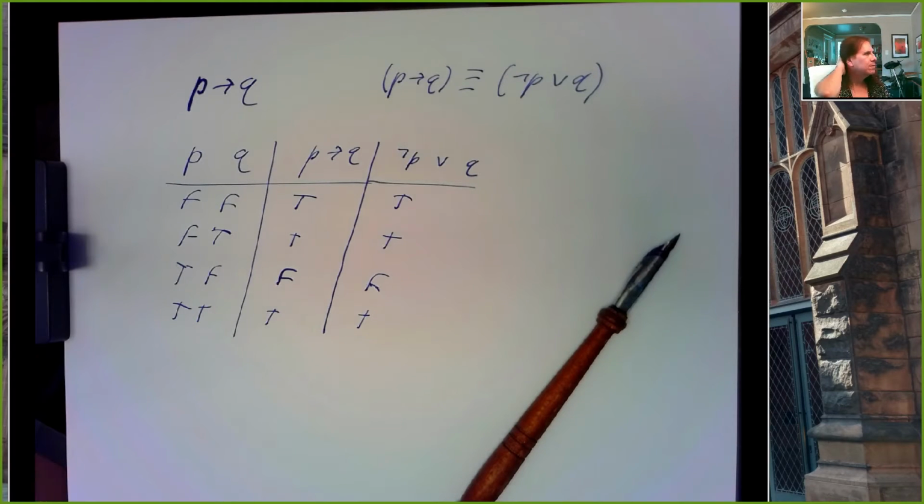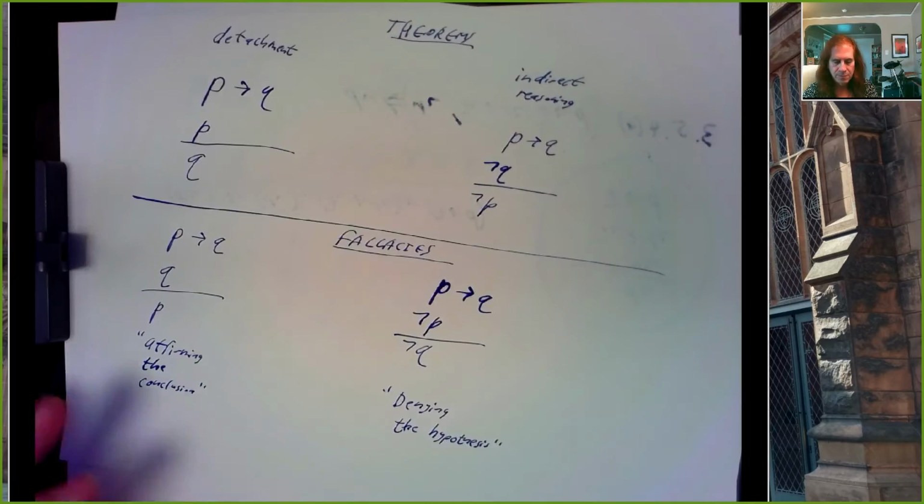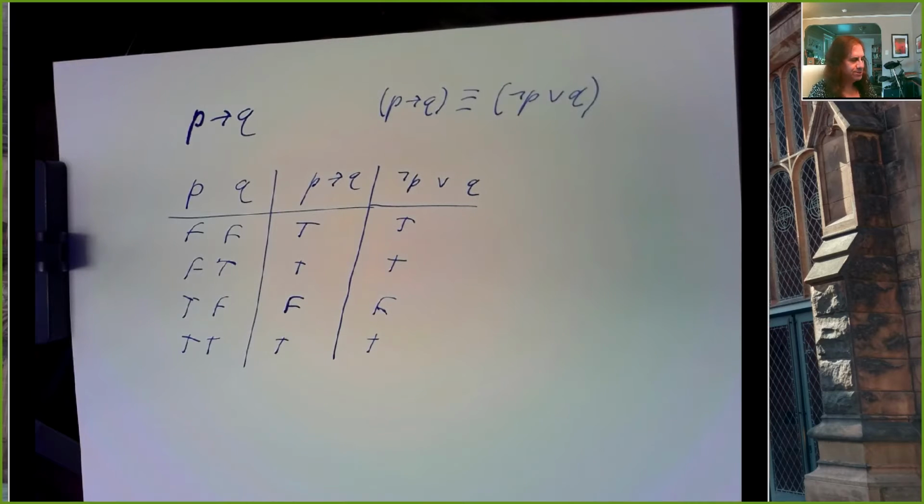But in indirect reasoning, it says if Q is false, P must be true. But based on this table, oh, yeah, okay. Now I get it. You got it? Yeah, I get it. Okay, cool.